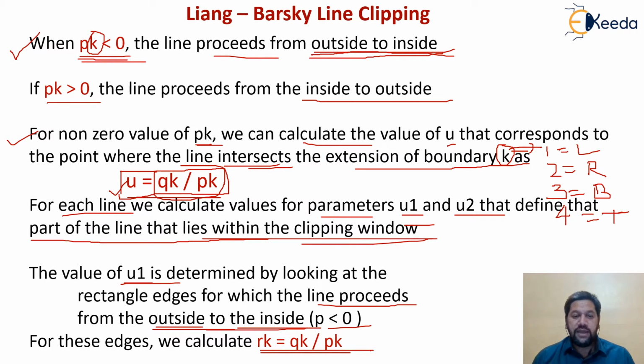I think in the Cohen-Sutherland line clipping algorithm, the procedure to find the intersection point is a little bit time consuming. It requires more calculation. So here Liang and Barsky try to use the parametric equation and different formulas, which are very fast as compared to the Cohen-Sutherland line clipping algorithm.